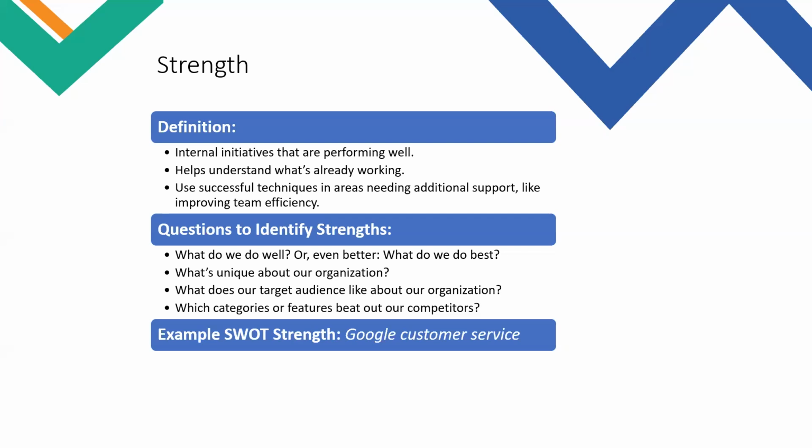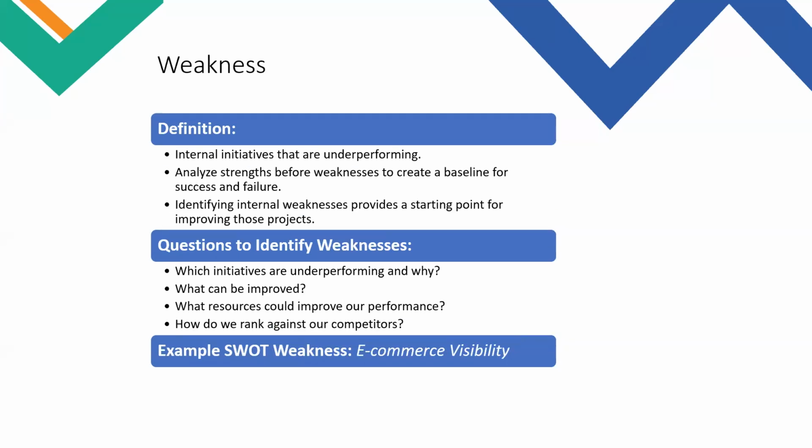Now, moving on from strengths, we go to the W, which is weaknesses. When we talk about weaknesses, we refer to internal initiatives that are underperforming. It's a good idea to analyze the strengths before your weaknesses in order to create a baseline for success and failure. Identifying internal weaknesses provides a starting point for improving those projects.